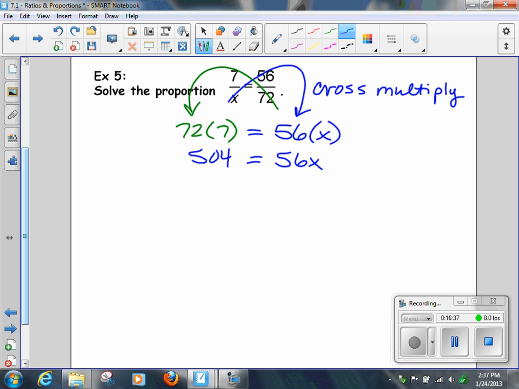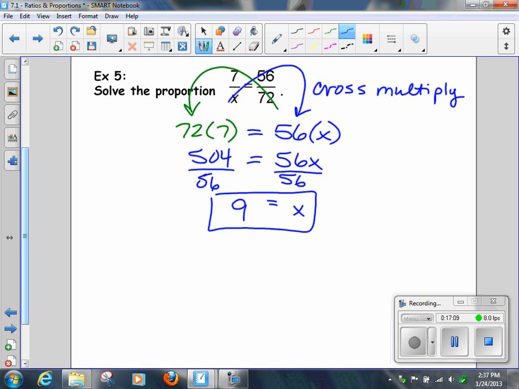Now what? Divide both sides by 56. X is equal to? Plain old 9? I was getting ready to circle it, but then I figured I better not. Did I solve it? Yeah, I've solved it. No tricks on that one, right? It is 6th grade stuff.